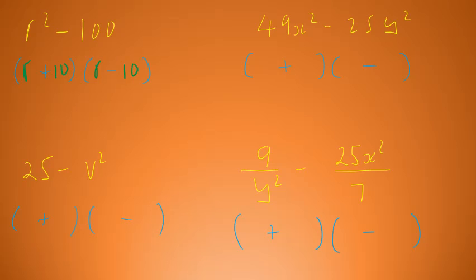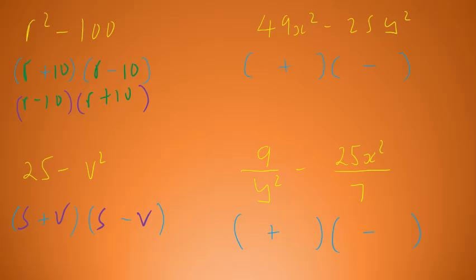The order doesn't matter. In other words, I could have r minus 10 and r plus 10, and I can put my brackets around that. That doesn't matter. Both of those answers are the same, yeah? So if I go bottom left, square root of 25 is 5, so 5 and 5. Square root of v squared is a v. And you can see that you're answering these quite quickly.